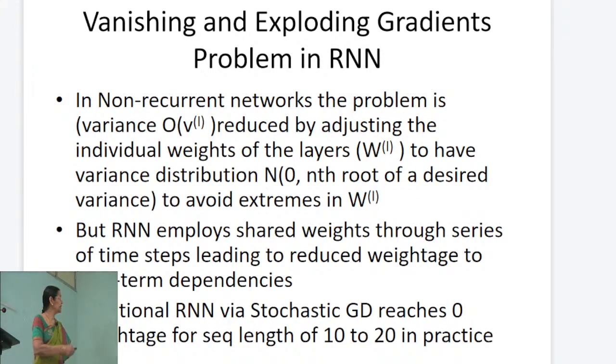But in the case of recurrent neural networks, it is not possible. Why is it not possible? There is nothing like a limit on the specific level. The way the gradients are calculated, it employs shared weights through a series of time steps, leading to reduced weightage to long-term dependencies, because the gradients will be multiplied by themselves again and again. As the length of the sequence increases, the values of those gradients become very, very minute.